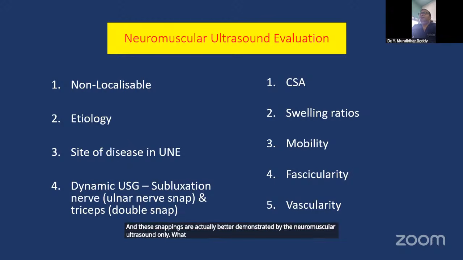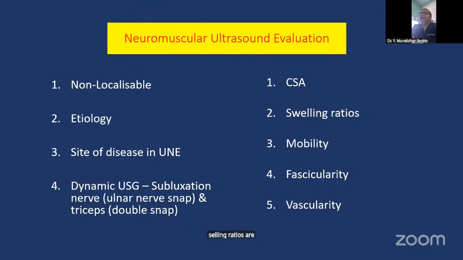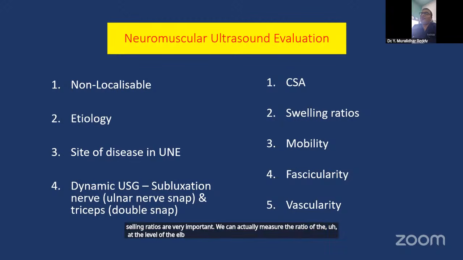What do we see in neuromuscular ultrasound? We see the cross-sectional areas at various sites. We can see at the wrist, at the mid forearm, at the level of the elbow, below the elbow, proximal to the elbow, even in the axilla. And to make a point, the patient himself is the control, so swelling ratios are very important. We can measure the ratio of the level at the elbow to above the level of the elbow to see what is actually happening.